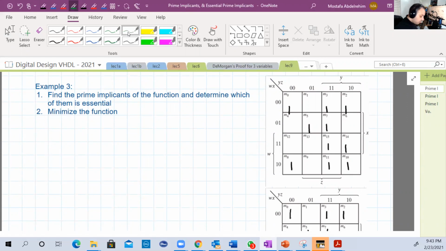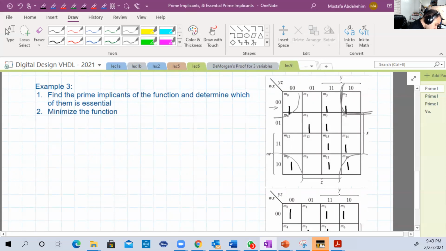So again, we start with the gray. We take here one of the corners. This guy belongs to that group. Again, the four corners are connected. So this is our first prime implicant. It doesn't belong to any other implicant, and that gives us a clue that this gray prime implicant is basically essential.